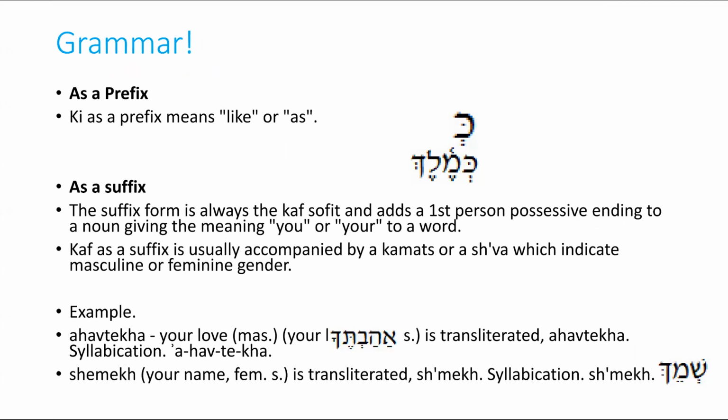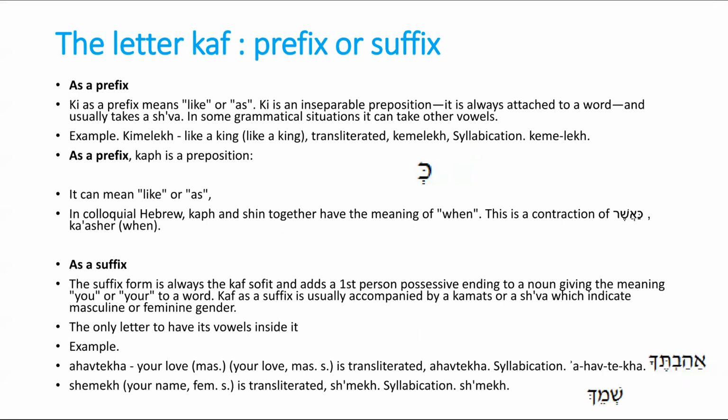The kaf also comes up as grammar ideas. It can, like the bet I said, be added to the beginning of the word to mean in or on. Bait meaning a house, bait meaning in a house. So the same with kaf. You can add it before a word, and it means like something, as something. Kamelech, like a king. You can also have it as a suffix. Sorry, I got this slide almost twice.